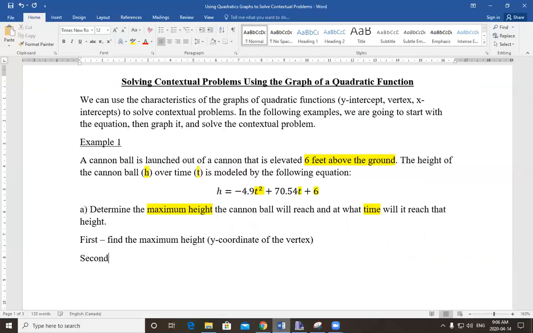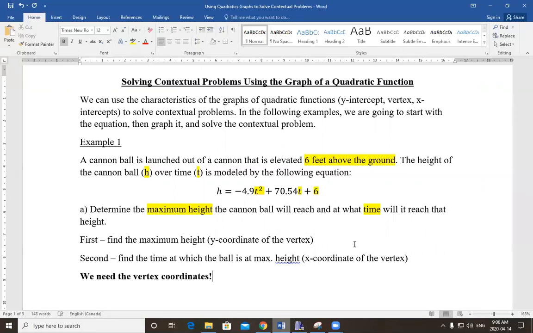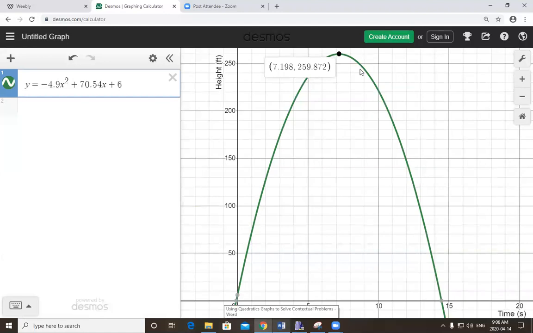Second, find the time at which the ball is at maximum height. That is the x coordinate of the vertex. Okay, so the bottom line here is we need the vertex coordinates. Okay, so the good thing about this is that it's very easy to get the vertex coordinates. You just click on the vertex. Okay.